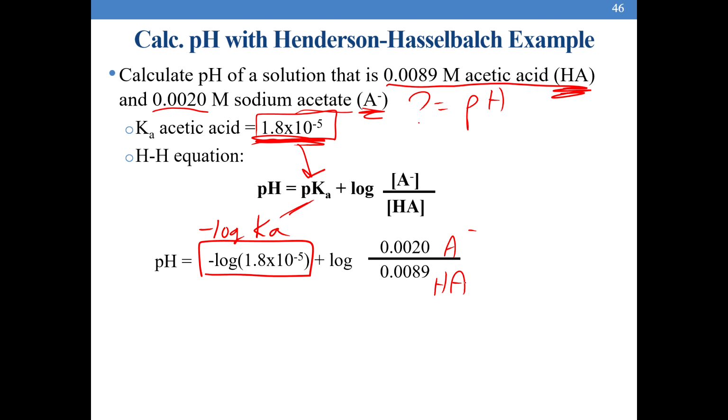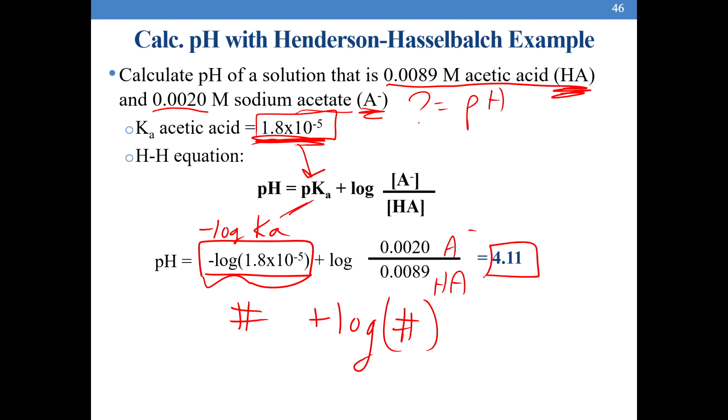If I were putting this into my calculator, I would solve and get this number here, and then I would solve plus log, and I would get whatever the answer is for that division of 0.002 divided by 0.0089. Okay, and ultimately I got 4.11 as my pH value for this problem. So that's an example using the Henderson-Hasselbalch equation, and we've gone through what buffers are and what they do, okay?